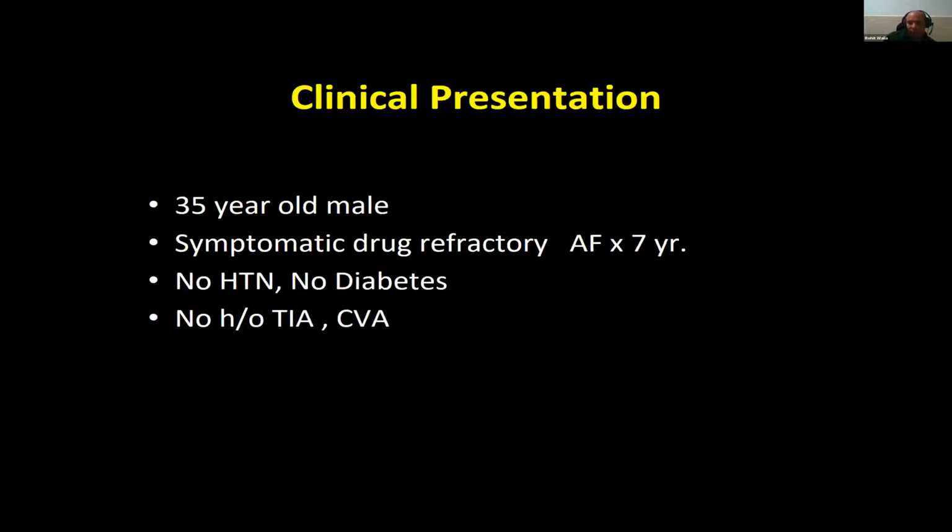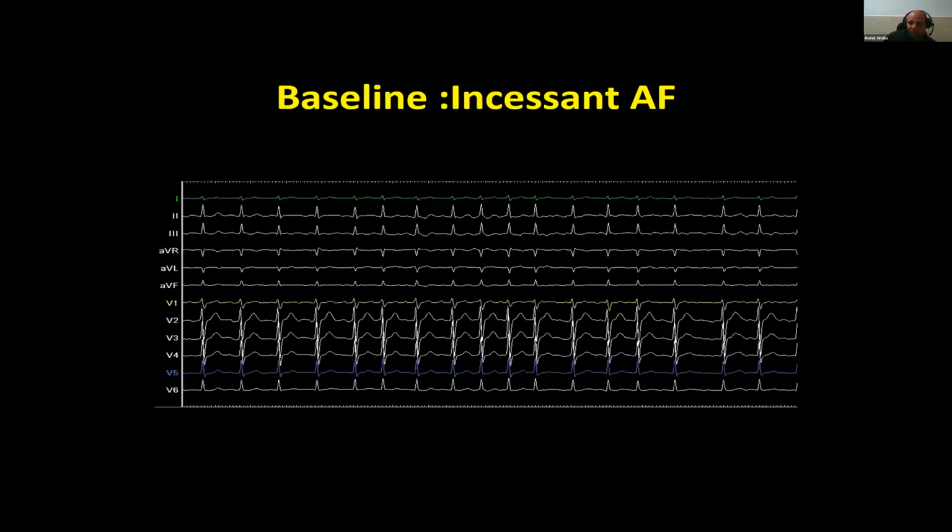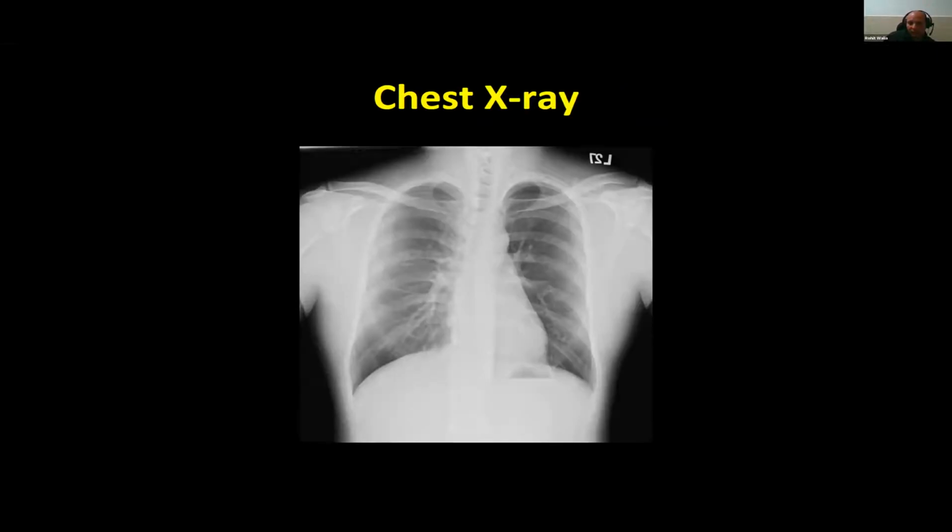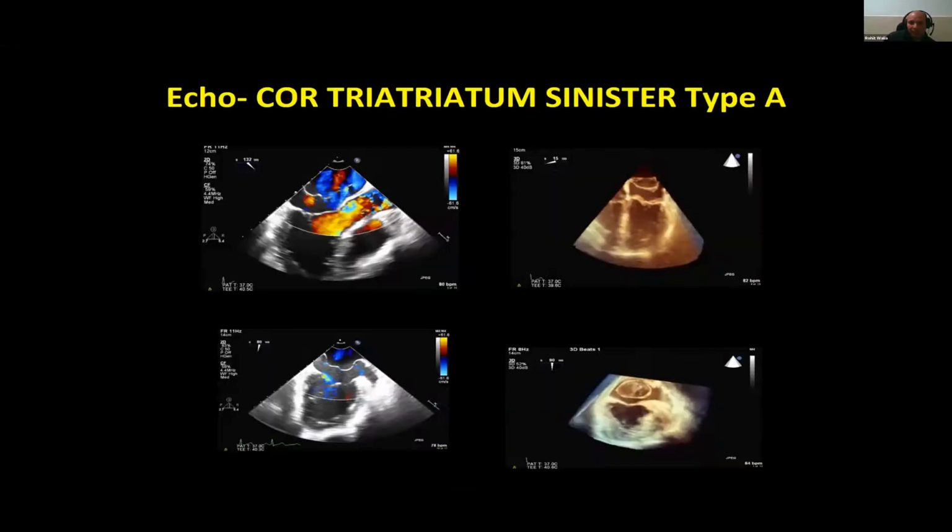the membrane. This was a 35-year-old male patient who had symptomatic drug-refractory atrial fibrillation and no other comorbidities. Baseline, it was an incessant AF. This was the X-ray. Cardiac size was literally normal.